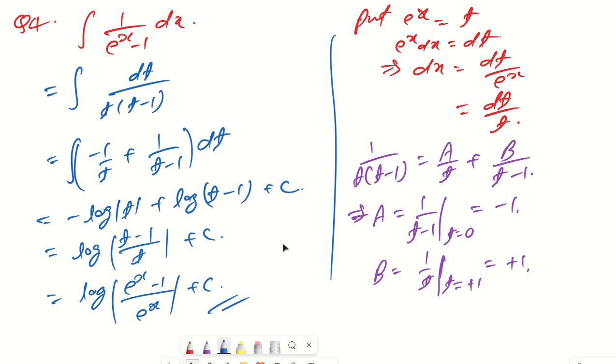So alright guys, hope you have a good understanding with these 4 questions. I have put additional questions. These additional questions will help you to understand completely what integration by partial fractions is. We had already solved some 10-12 questions in the previous session. We have solved some more 4 questions here.